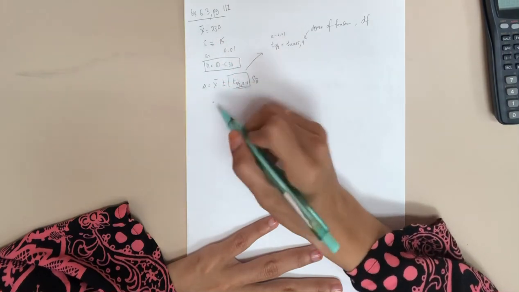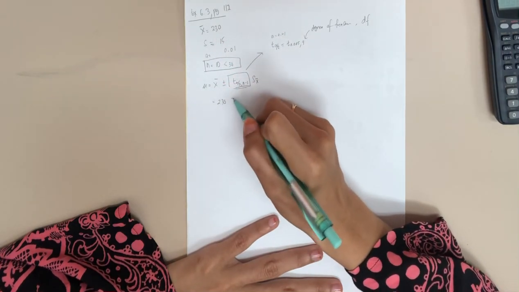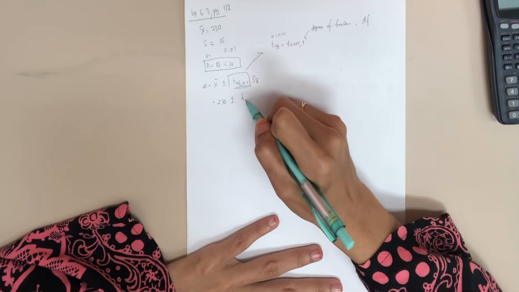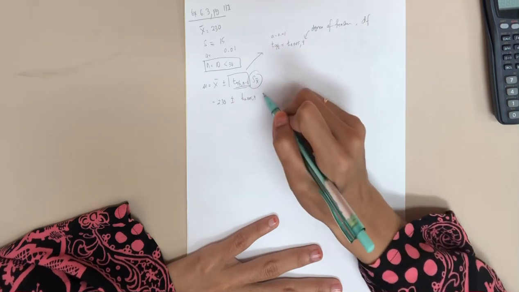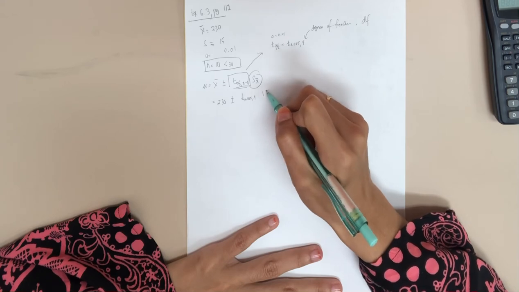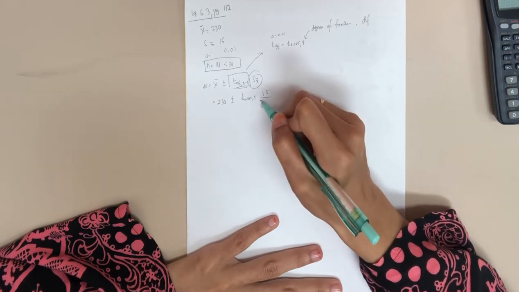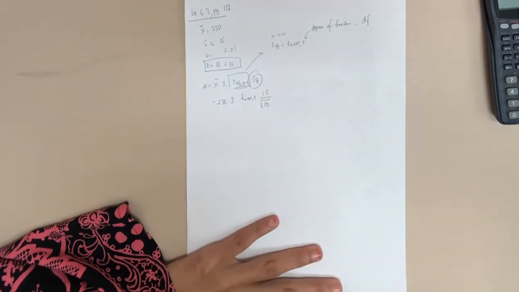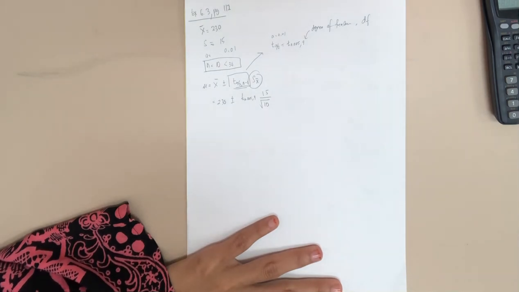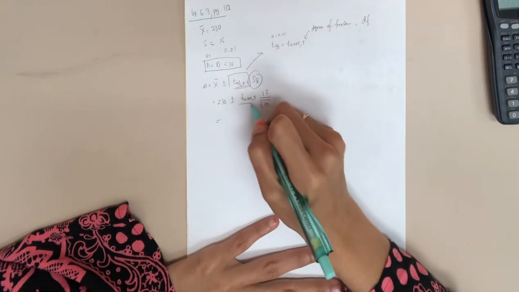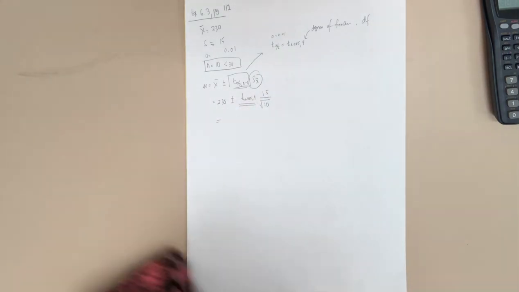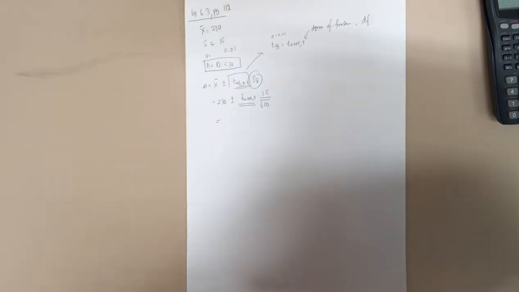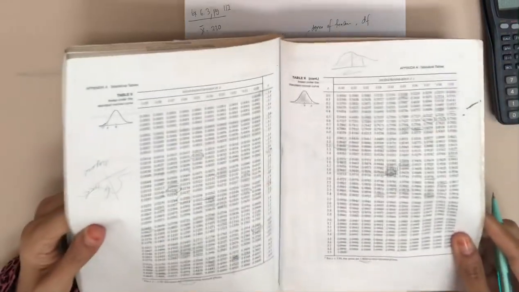So we substitute again here: 230 plus minus T 0.005, 9. And then what is S? Your S just now is 15, divided by square root of N, and your N is 10. Then we want to find this T value, so for this, class, you need to use a T table.